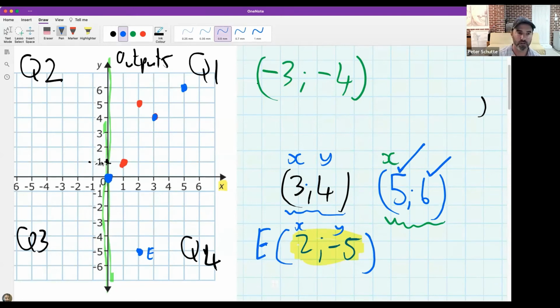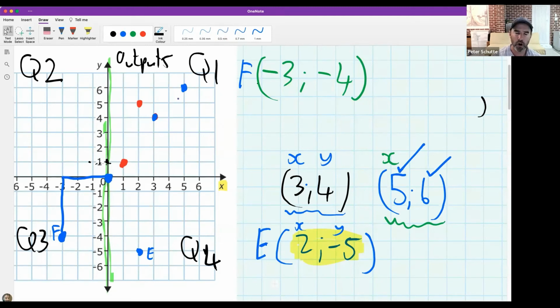Okay, so guys, to get to -3, -4, what we need to do is we actually have to go to the left on the number line to -3. So we start with the x, and then we have to go down by 4. And the point we're going to end up is that point. And maybe I could call it the point F. And the point F is going to be in quadrant 3.